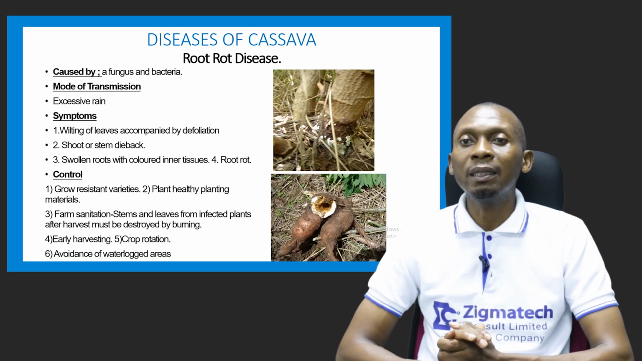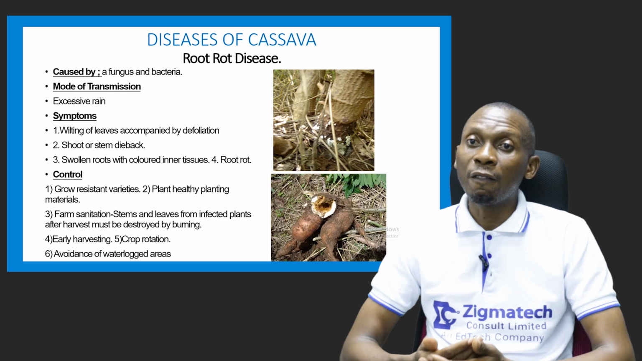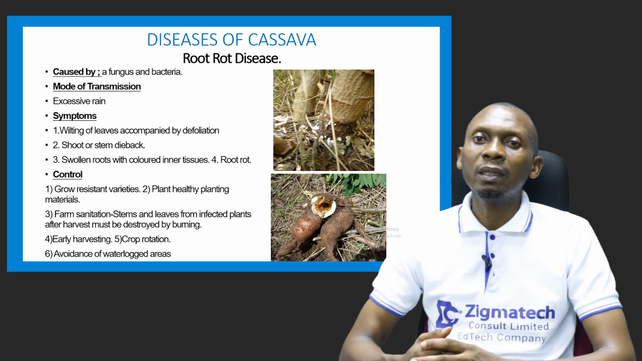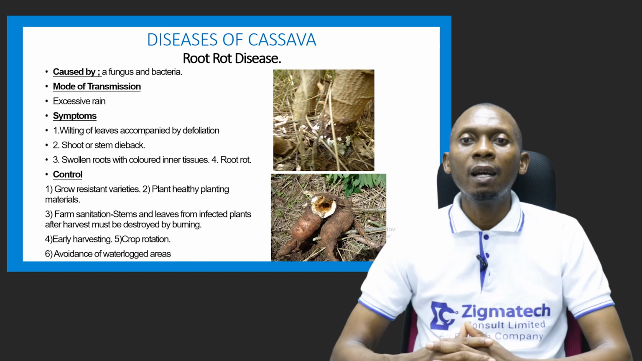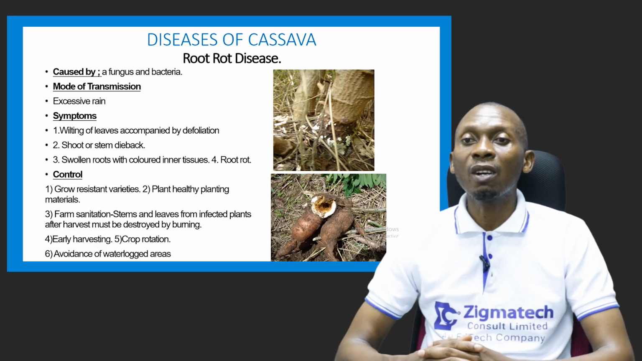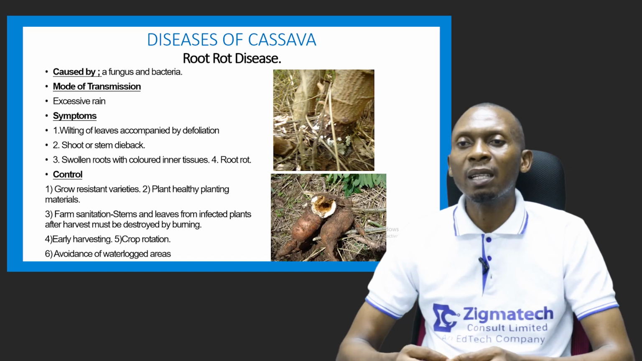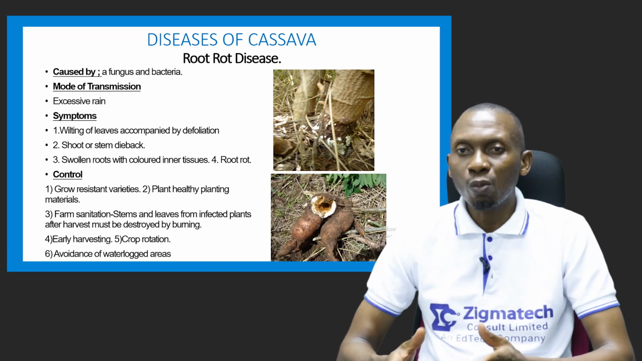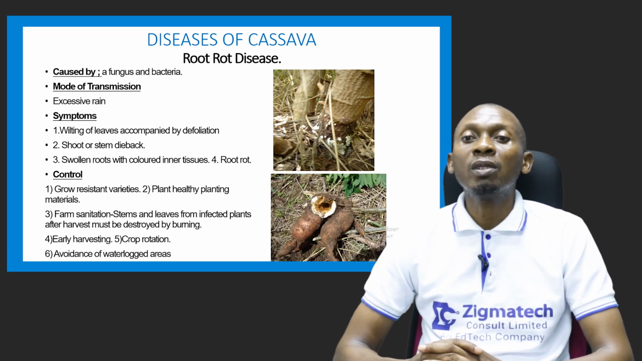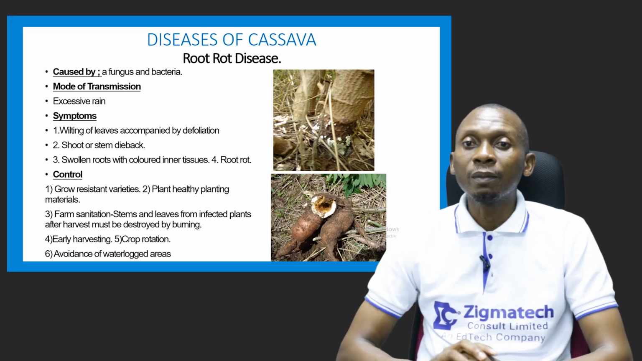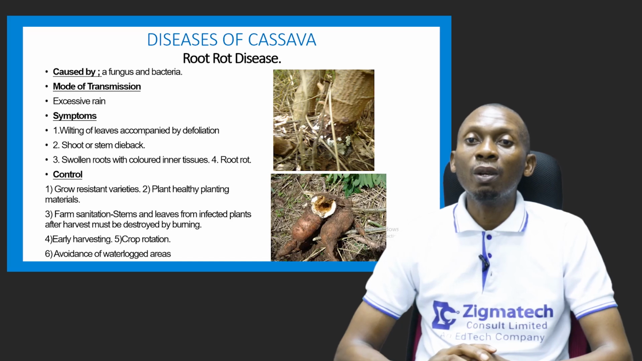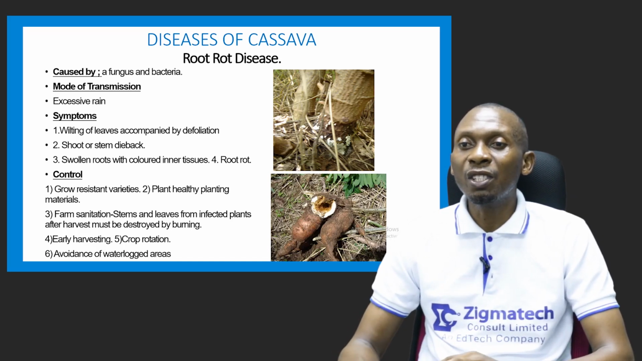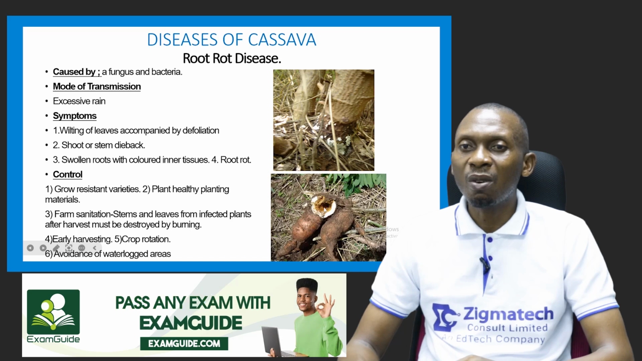We have root rot disease, which in some cases is caused by fungus or bacteria. Now, this disease is caused by excessive rain, and the symptoms here are wilting of leaves accompanied by defoliation. The leaves no longer stand erect as if they are firm. They now droop. Then the shoot or stem usually dies back. Then there will be swollen roots with colored inner tissues, as you can see. See, the inner tissues are colored. There will also be root rot. The roots tend to rot. So these are the symptoms.